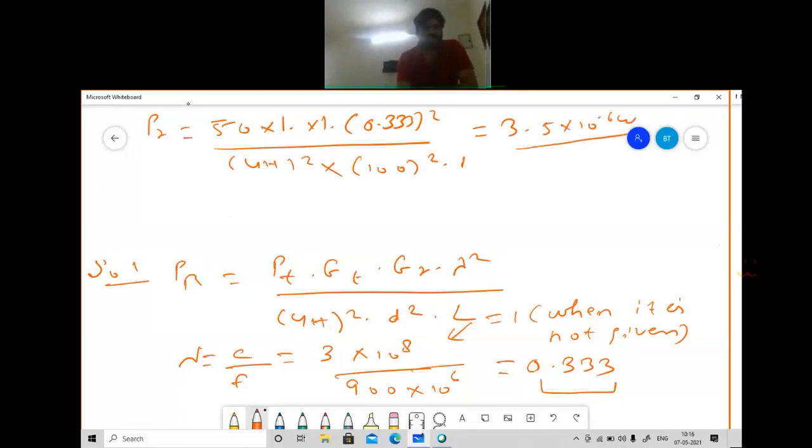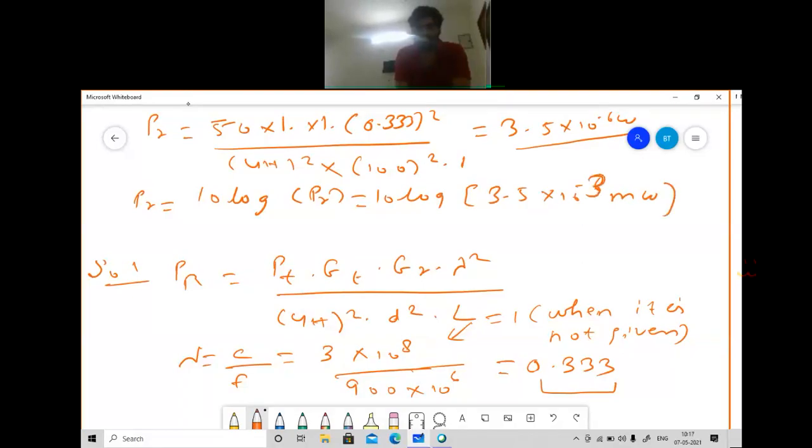I've told you, you have to convert this watt into dB. So what you will do, power received minus 24. Ritika, correct, minus 24.56 if you are getting. So it will be 10 log power received, which is equal to 10 log 3.5 into 10 to the power minus 6 watt. Since I'm writing milliwatt, I can write minus 3 here. After you put the value in the calculator, you will get 20 minus 24.56 dB.